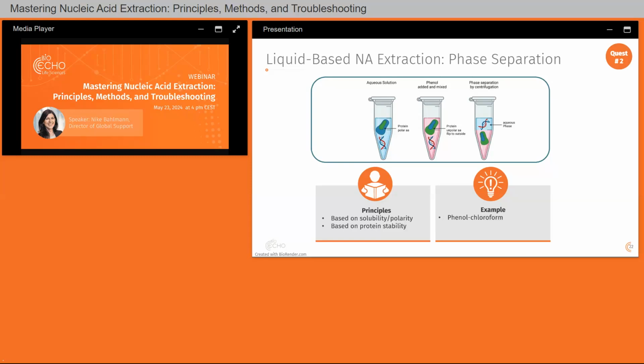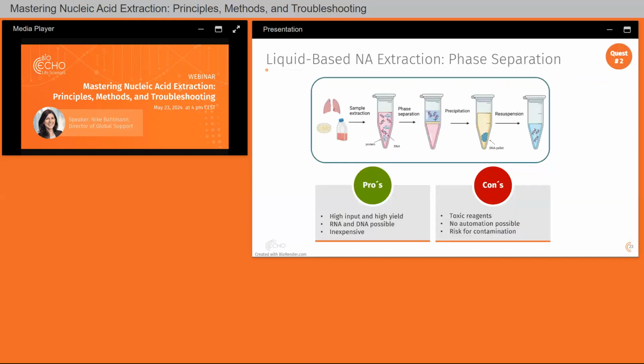So to narrow it down, it's based on solubility and polarity of the proteins and of the DNA, and also on protein stability. If we have our aqueous phase, what people usually do is aspirate the phase, and then proceed with a precipitation step or maybe also a column step. So just that you have an idea, the phase separation is usually a prior step before precipitation.